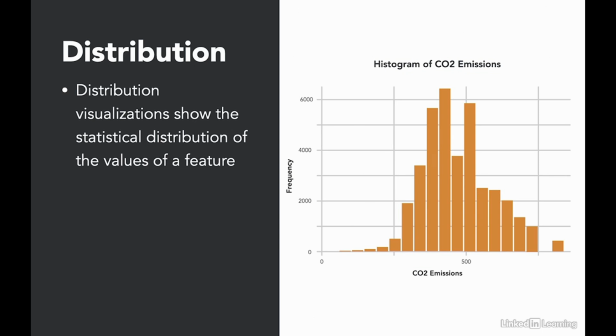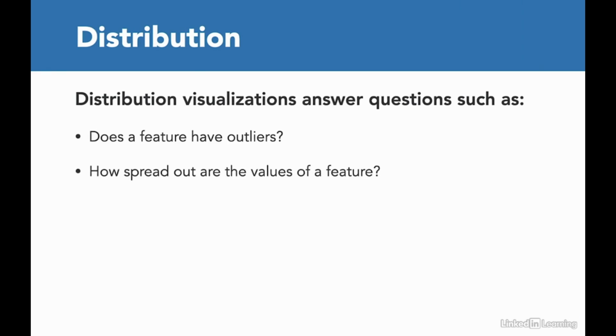For example, this histogram shows that most vehicles in the dataset have carbon emissions values between 300 and 700 grams per mile. Histograms visualize the spread or skewness in the values of a feature. They also highlight the presence of outliers in the data.